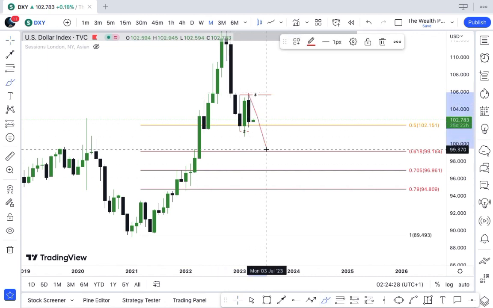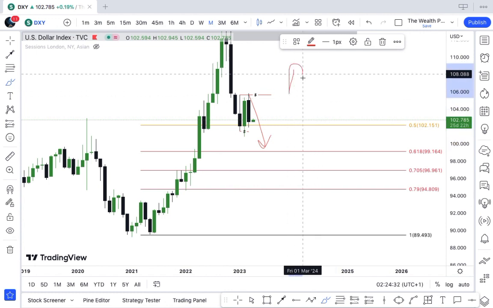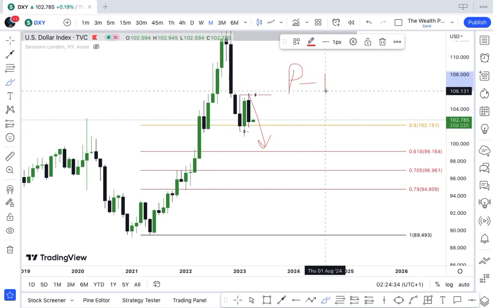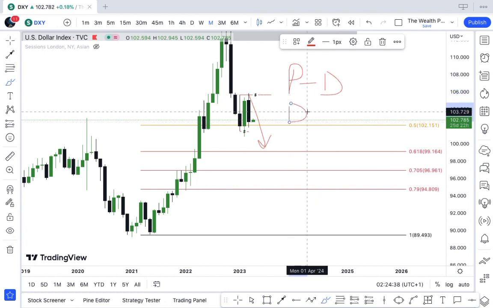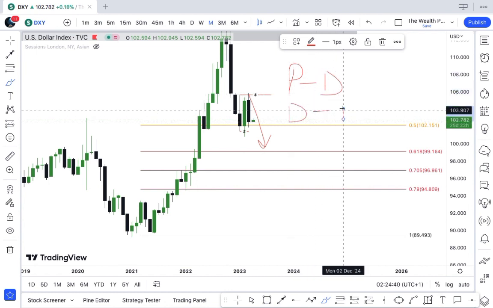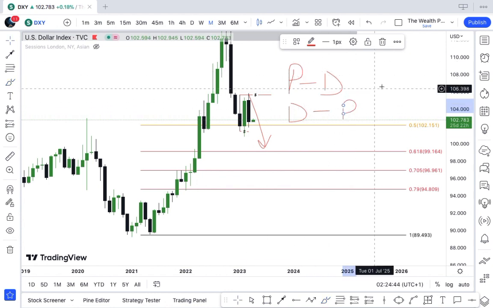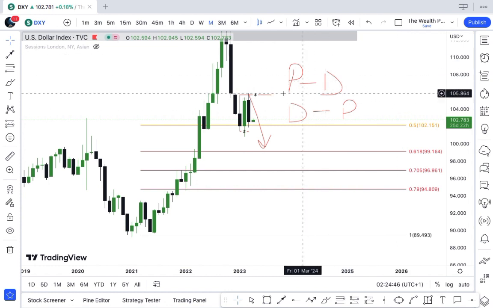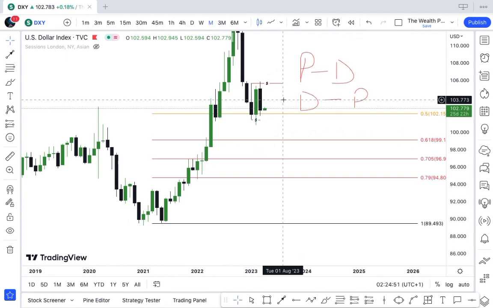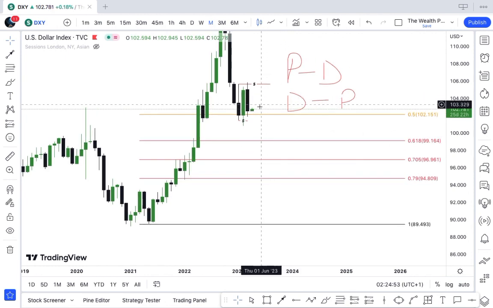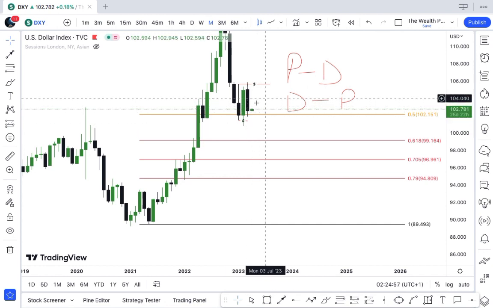I just need you to take note of this. So we have premium to discount, and discount to premium. Just always look at price in terms of this. Now, okay, so we have price moving from this premium here to a discount.